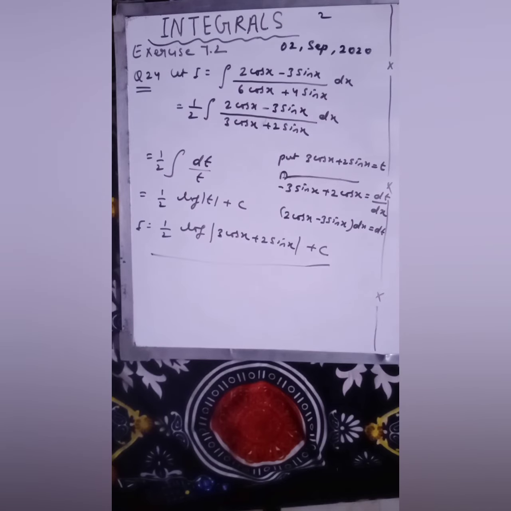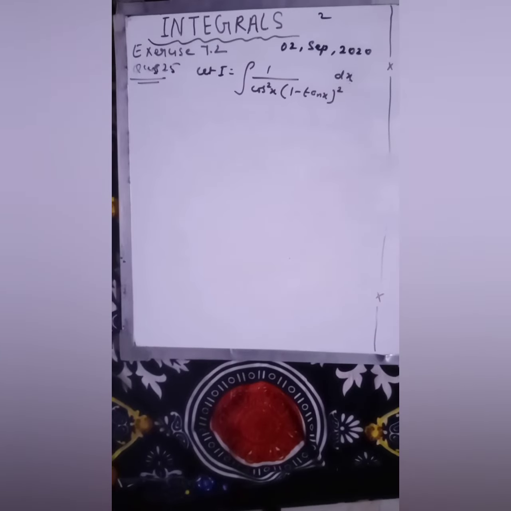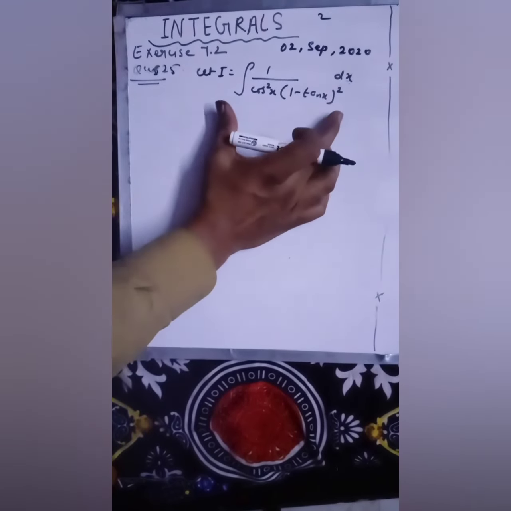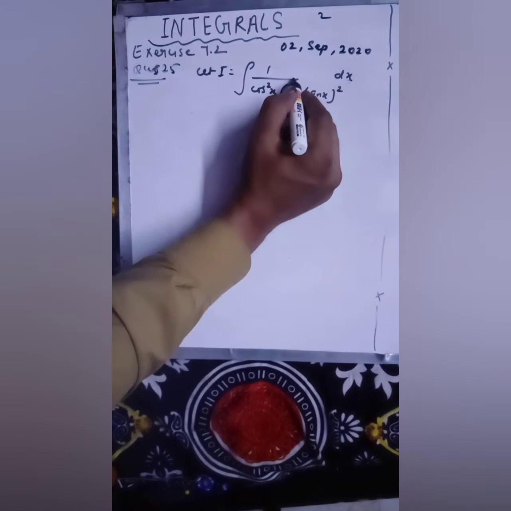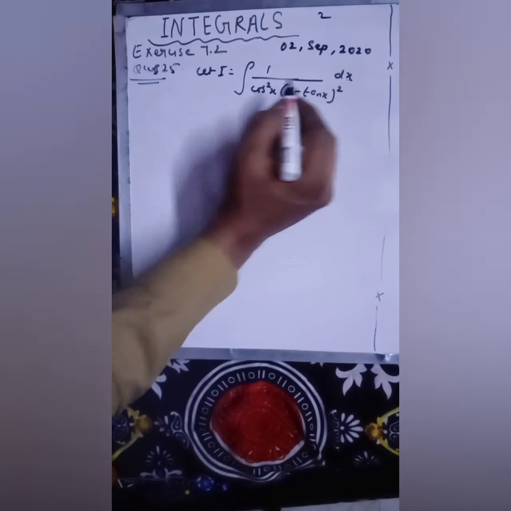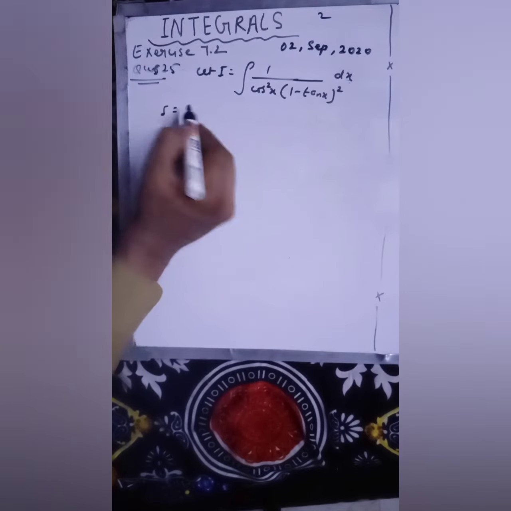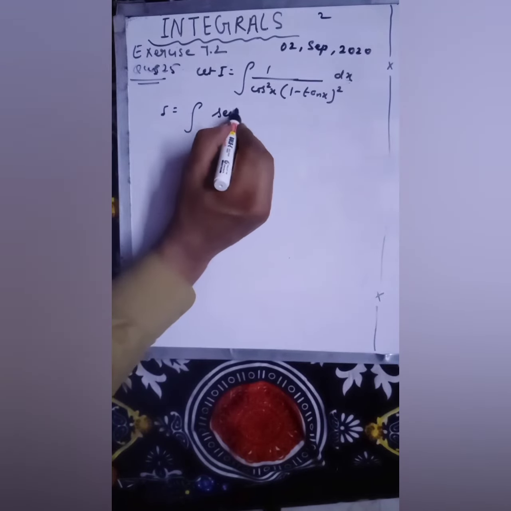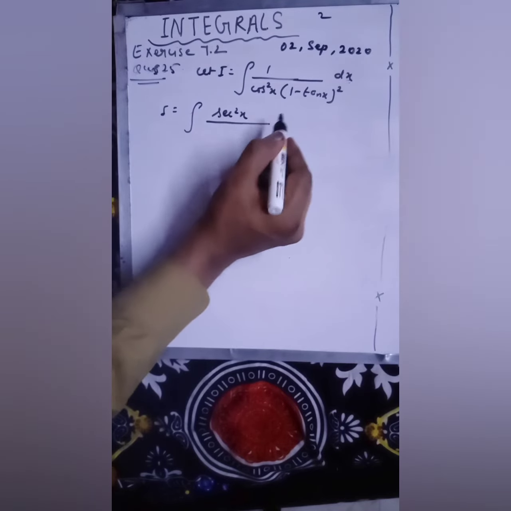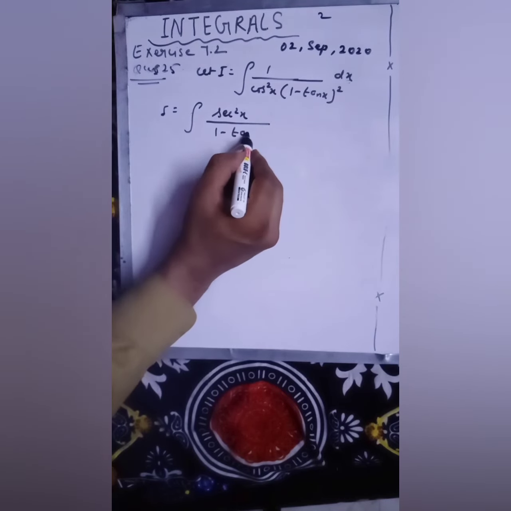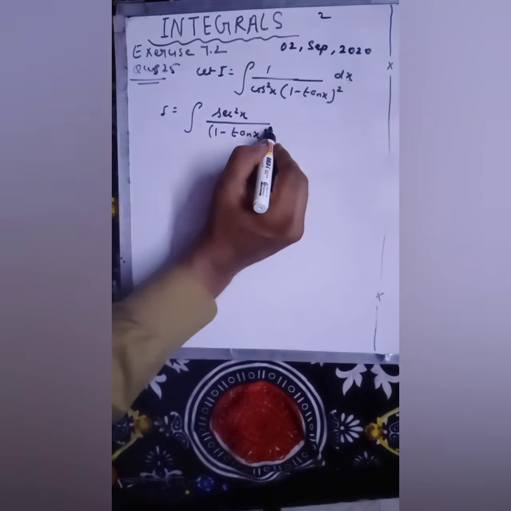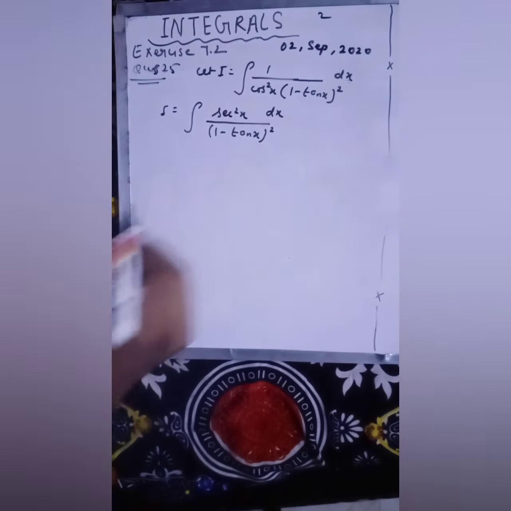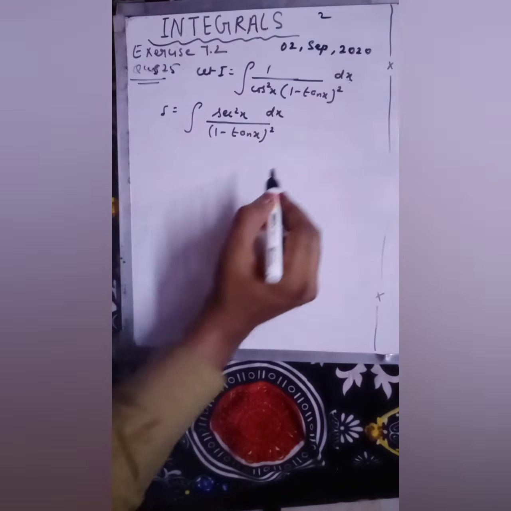Now see, this is your question number 25. We have to find the integration of this. I'm writing 1 upon cos square as sec square x over (1 minus tan x) whole square into dx.